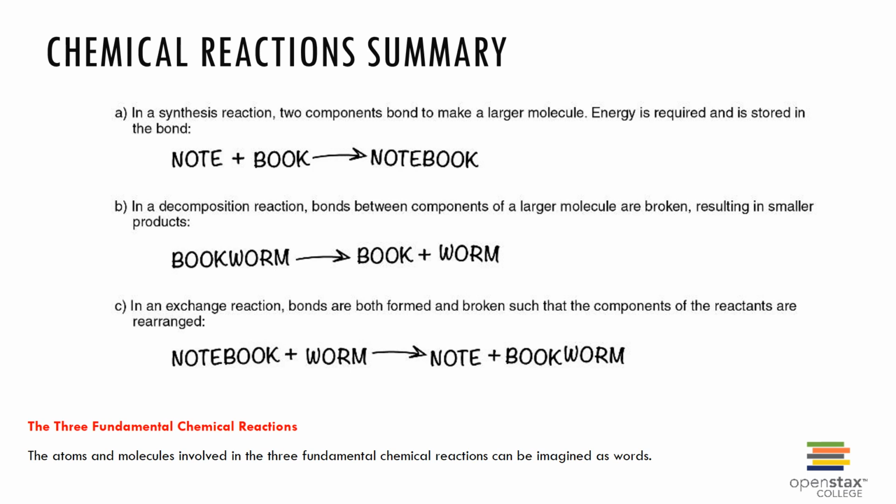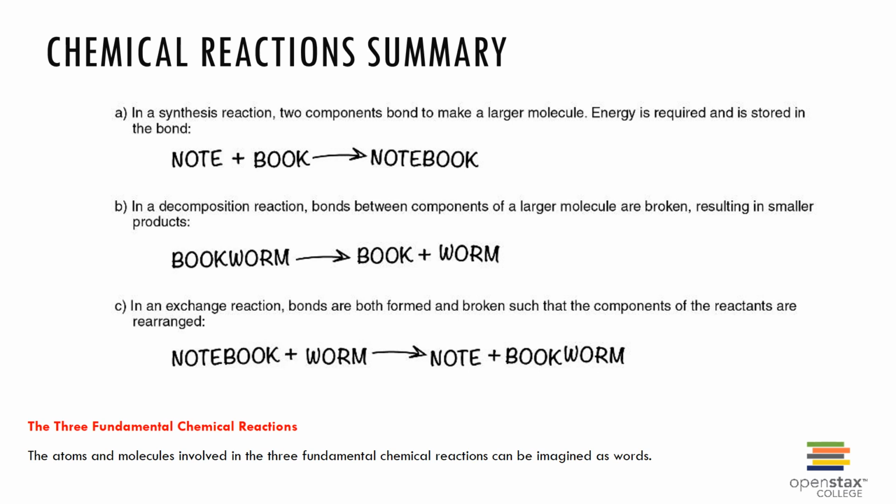So here's some summaries of chemical reactions. And there's a couple of different reactions that we're going to talk about. Synthesis reactions, which are also known as combination reactions, decomposition reactions, and exchange reactions. So a synthesis reaction, we're taking smaller particles and bonding them together to form larger, more complex molecules. So in the example shown here, note plus book equals notebook. A plus B yields AB. Synthesis reactions always involve bond formation, and they're anabolic. We're building something.